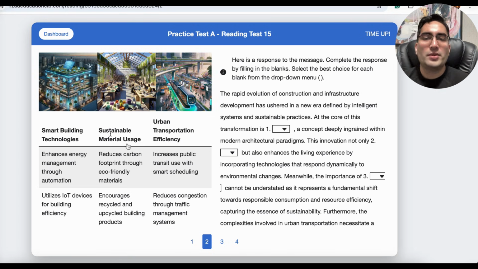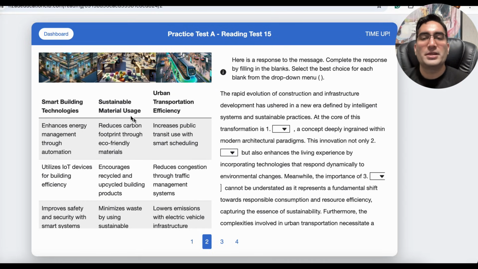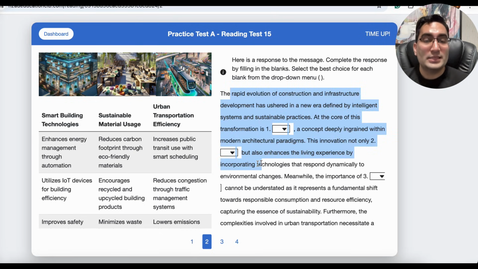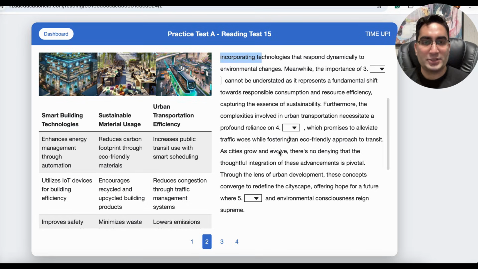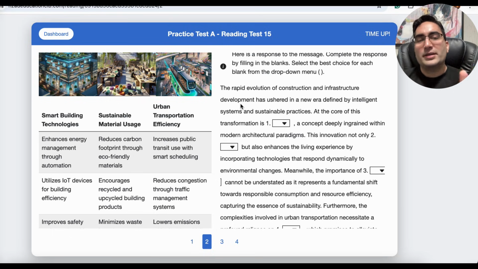So here you see 3 columns: smart building technologies, which have these features, sustainable material usage, and then urban transportation efficiency. Based on this picture, there is this passage that's being written. And after this passage and the embedded questions therein, you have a few more questions. So let's tackle this. What's going to happen right now is something very interesting. You will not be able to get the answer of question 1. I'll show you how. So it starts here.